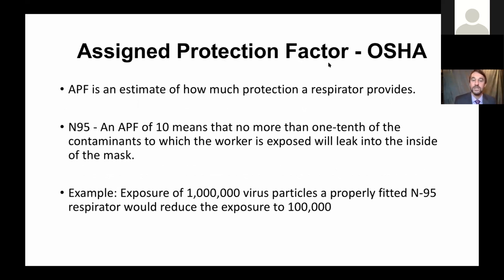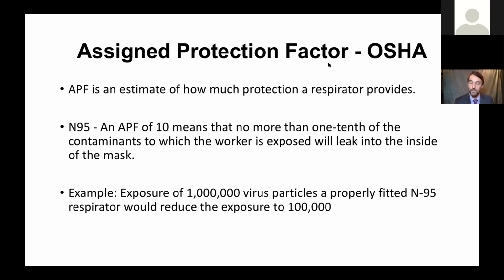Becky talked about the assigned protection factor, and this comes from OSHA. This is based on manufacturers' guidelines and manufacturer information, the people that make the N95s. The assigned protection factor is an estimate of how much protection a respirator provides. Becky showed that an N95 has an assigned protection factor of 10, which means that no more than 1/10 of the contaminants to which the worker is exposed will leak inside the mask.